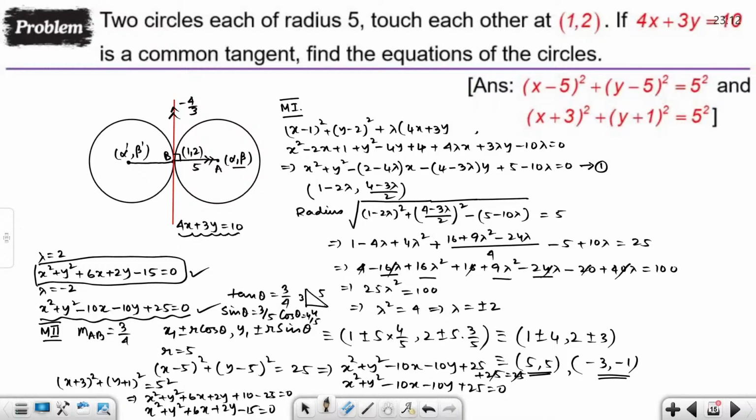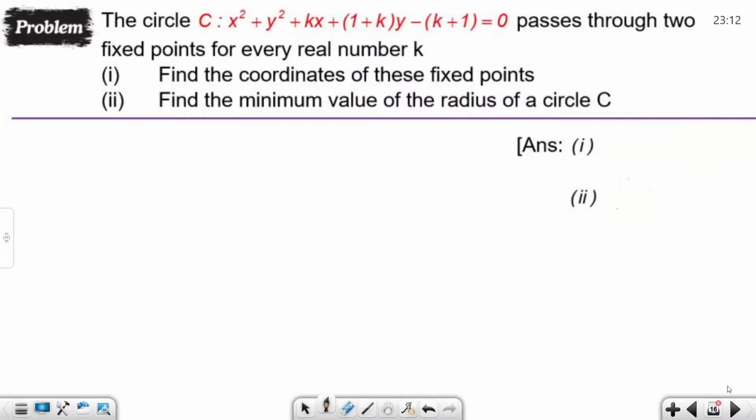So now let's move for the next problem. Here the question says that a circle is given. Okay, in this circle, have you observed this? This circle is basically a family of circles, but the parameter is k. So let me write it.